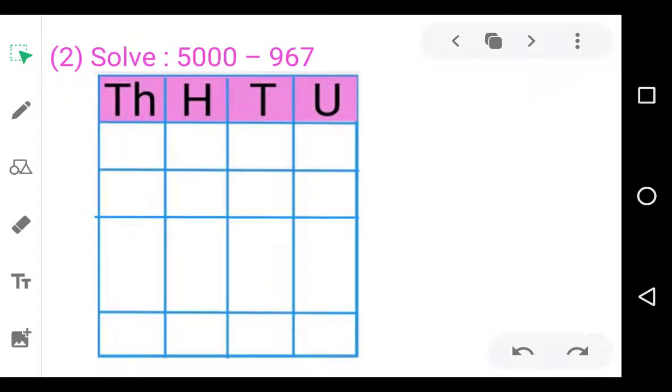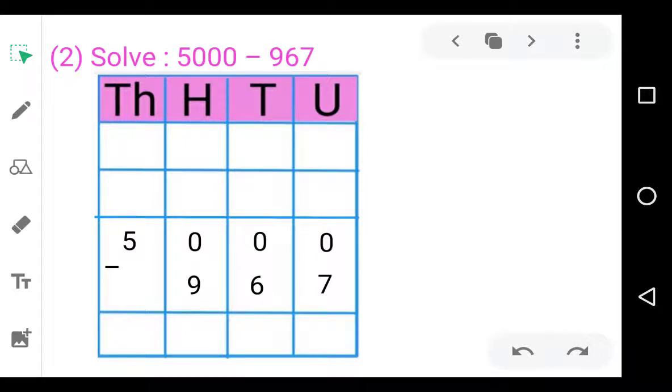Here we have to subtract 967 from 5000. So first we arrange these numbers vertically. See, first we arrange the 5000. So 0 comes at the unit place, tens and hundred place, and 5 comes at the thousand place. Now we arrange the second number, 967. So 7 comes at the unit place, 6 tens, 900.